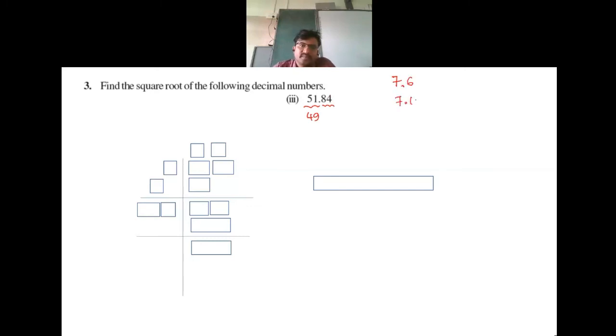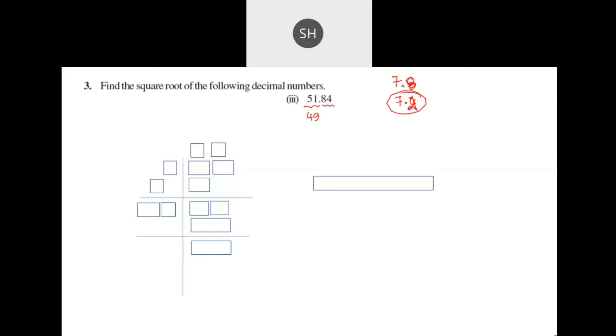No, sir, in the units place there is 4. If you multiply it by 6, a 6 will come, so we have to do it by 4 only. Only 2 or 8 can come. 2 into 2 is equal to 4, and 8 into 8 is 64, the units place is 4. So these are the possibilities, 7.2 or 7.8. 7.2 is the answer.